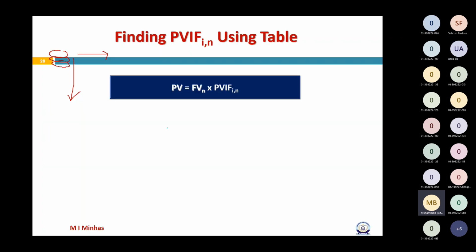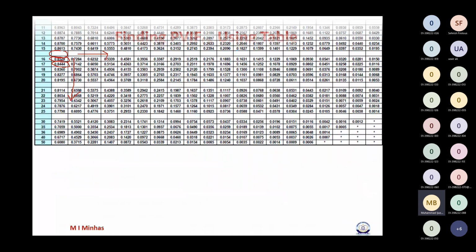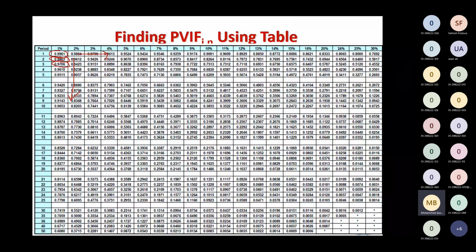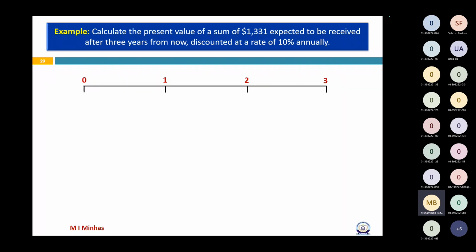That's why we are observing exactly the opposite trend of what we saw in the case of the future value interest factor table, and now we are looking at a different trend here in the case of the present value interest factor. So that was all about the present value interest factor table. Now let's try to solve an example here. Calculate the present value of a sum of 1331, right? This is the future value that is expected to be received after 3 years from now, discounted at a rate of 10% annually.